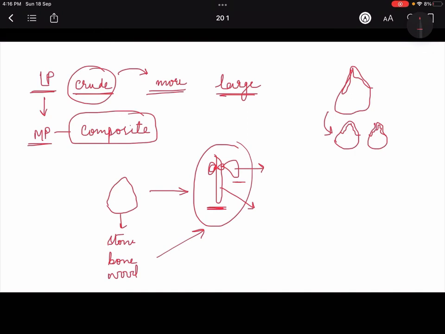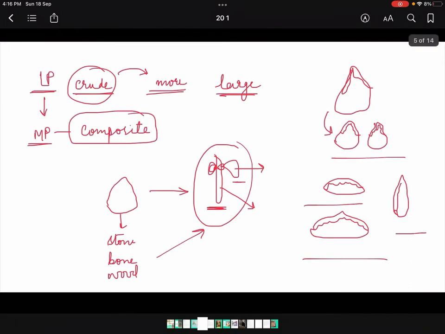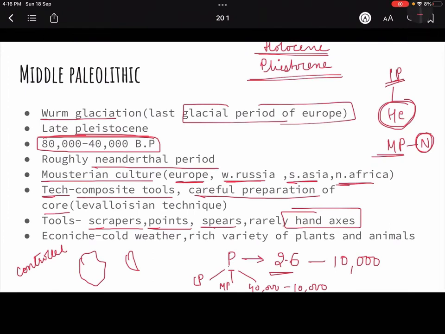Then apart from this, they were using the scrapers, which was something like this. Then they were using the borers, that was something like this. Then they were using the points, that would be something like this kind of a tool. So all these tools they were using, right? Okay, and the eco niche, as we have clearly seen that ice age was going on, so definitely the weather has to be cold, and there was a rich variety of plants and animals, right?